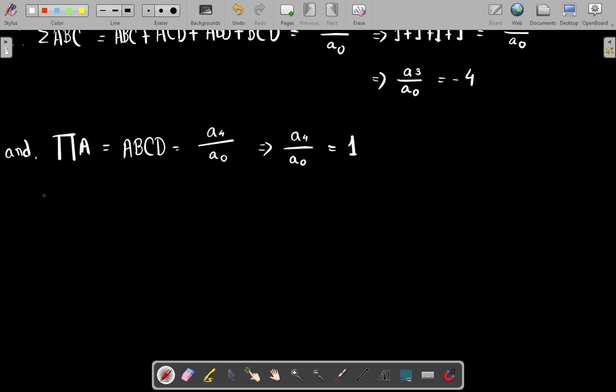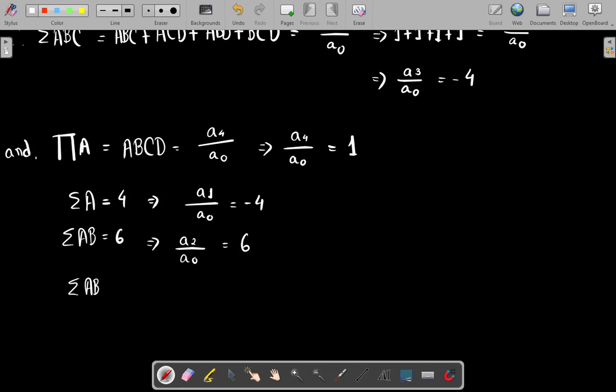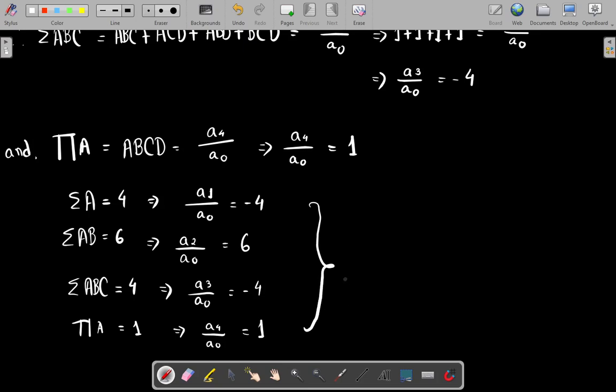So the extra things that we have got: summation A, that was A plus B plus C plus D, from there the summation was 4. So from there we got the relation A1 by A naught was minus 4. We got summation AB equal to 6, which meant A2 by A naught, which was the question that was asked. This is 6. Then we found the sum of product of roots taking 3 at a time, ABC, this was equal to 4, and from there we got A3 upon A naught equal to minus 4 again. And then the product of all roots taken at a time was equal to 1, and this implies that A4 upon A naught is 1. So these are the 4 conditions that we have got for the given biquadratic equation.